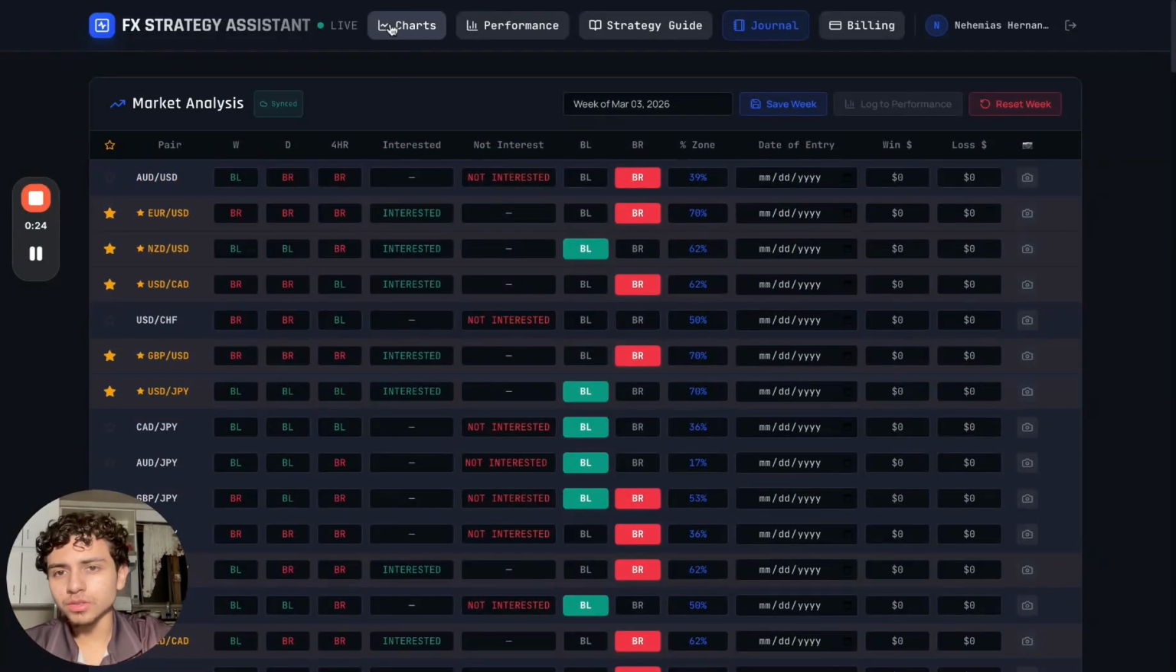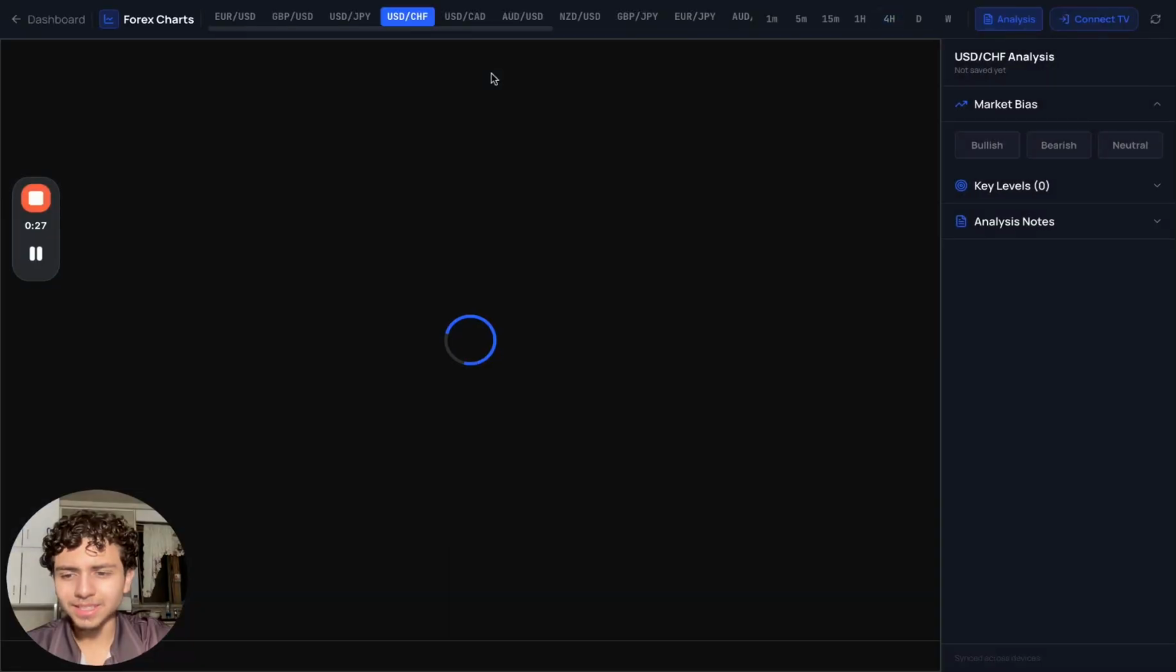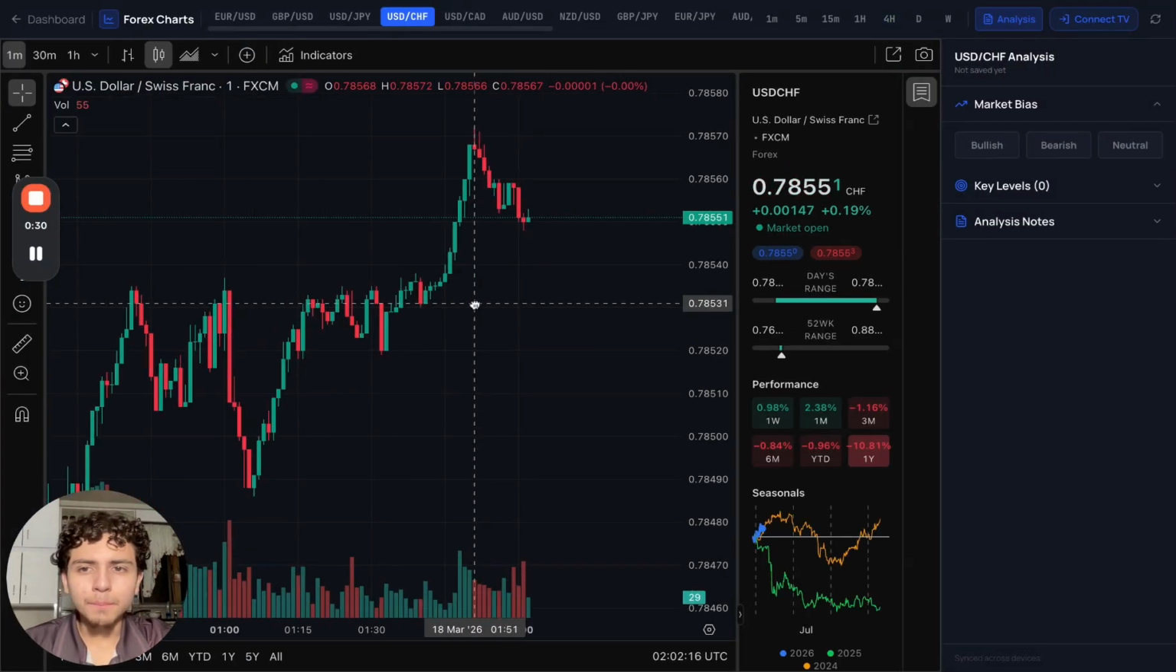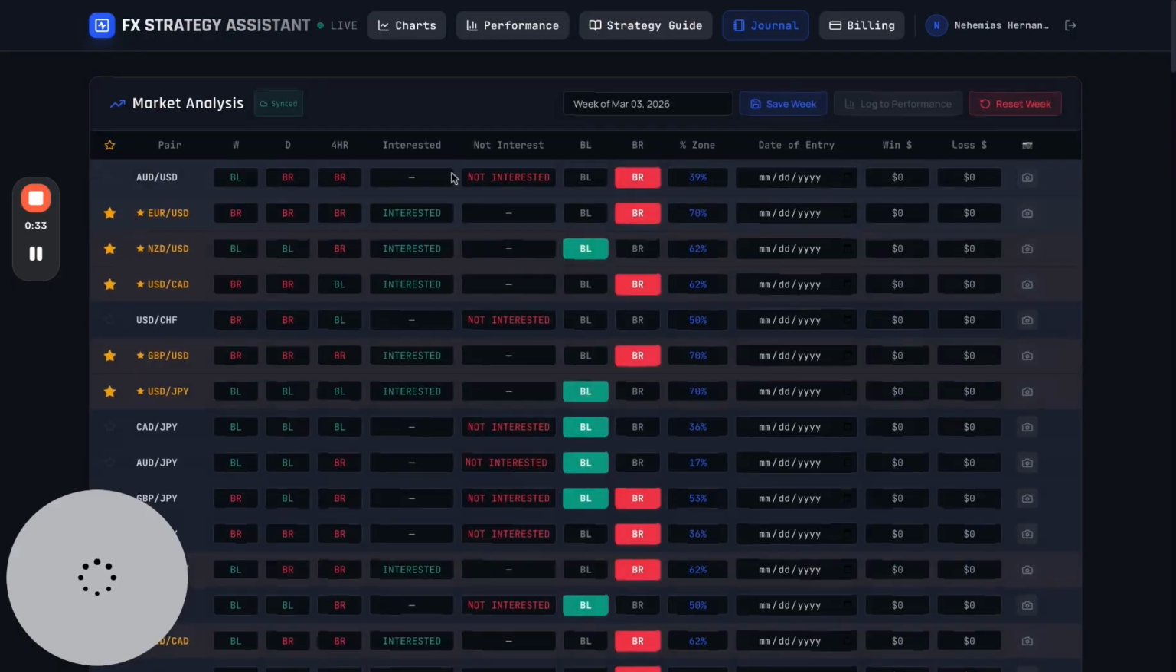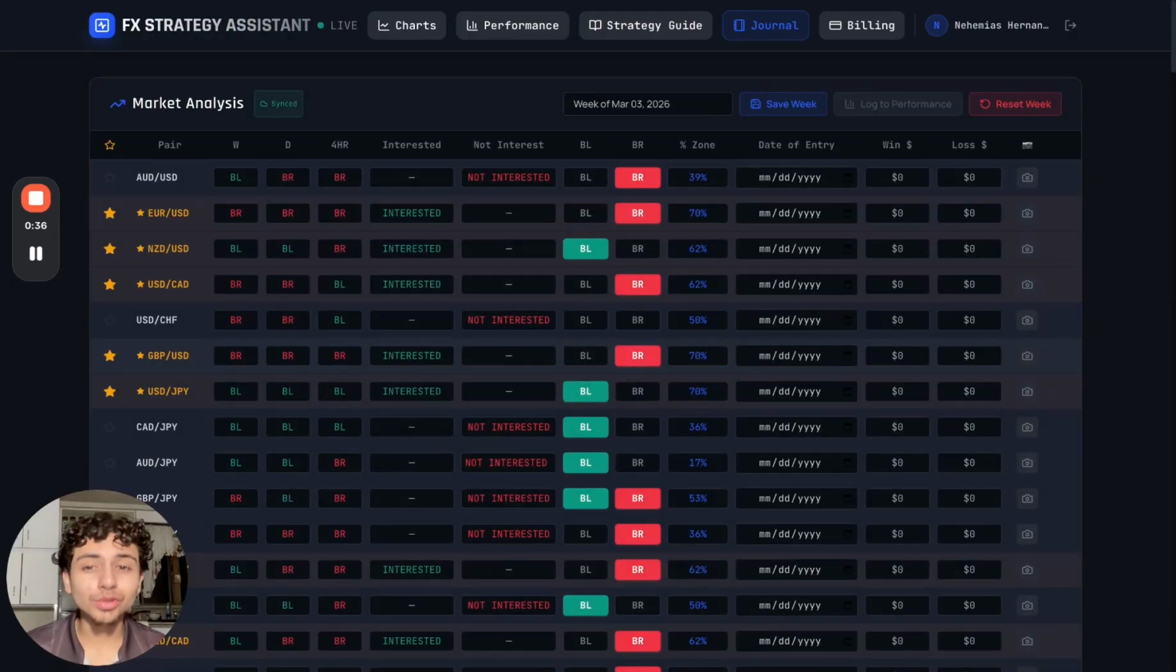I could do it here in the charts because, as you guys can see, it shows me the charts, but I prefer to use TradingView, which is the best app for me, in my opinion. So I go to TradingView and then I analyze the markets. The way I analyze the markets is if I see the weekly, the daily, or the 4 hour time frame are all heading to the same direction.